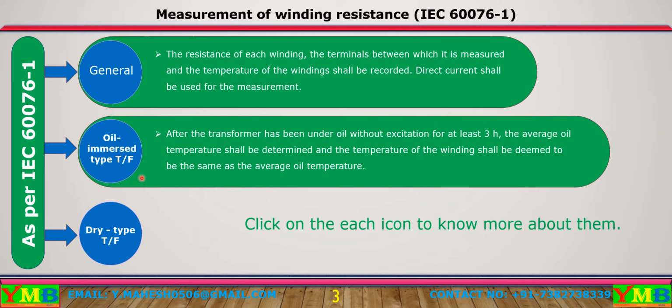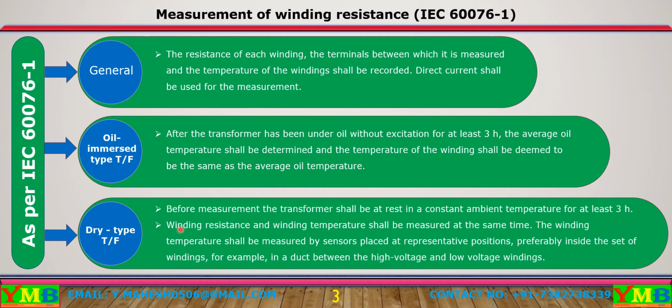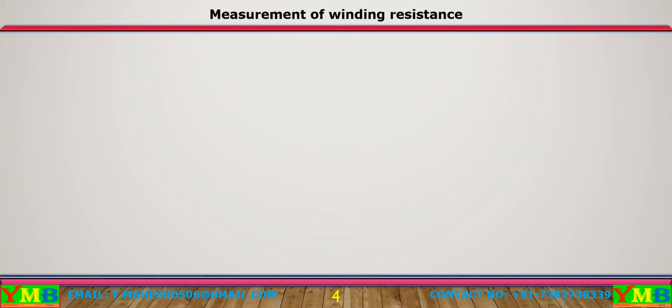Next, oil immersed type transformer. After the transformer has been under oil without excitation for at least 3 hours, the average oil temperature shall be determined and the temperature of the winding shall be deemed to be the same as the average oil temperature. Next, dry type transformer. Before measurement, the transformer shall be at rest in a constant ambient temperature for at least 3 hours. Winding resistance and winding temperature shall be measured at the same time.